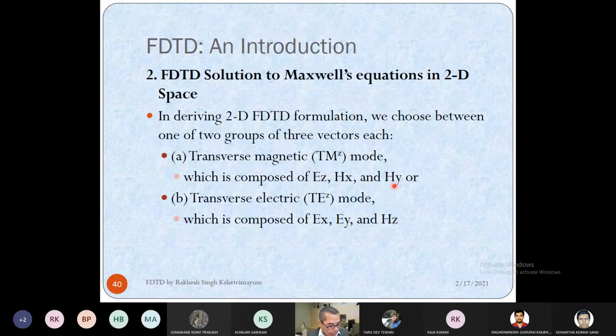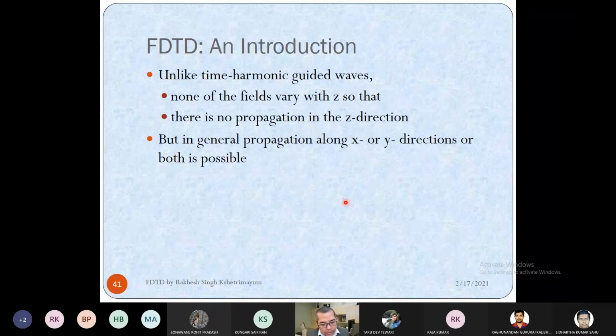So we have only 3 components of the field. Usually we have 6 components, because the electric field is a vector with 3 components, and the magnetic field is a vector with 3 components. If you solve it for the TMz and TEz cases, you get only 3 components of the field. And there's a major difference here.